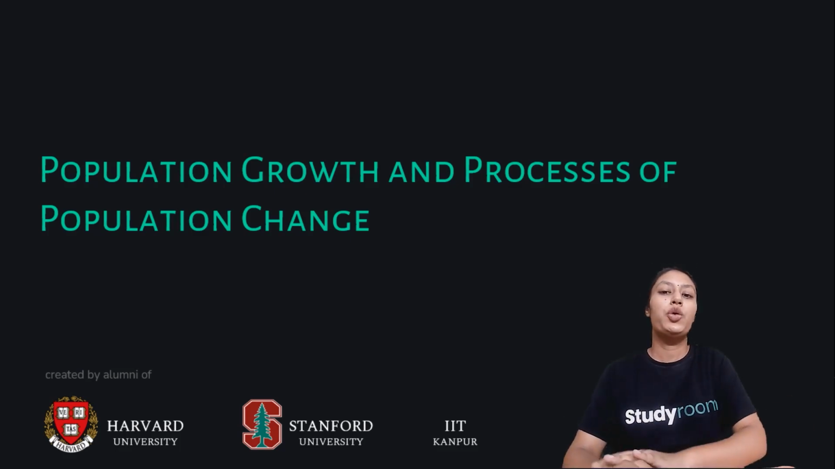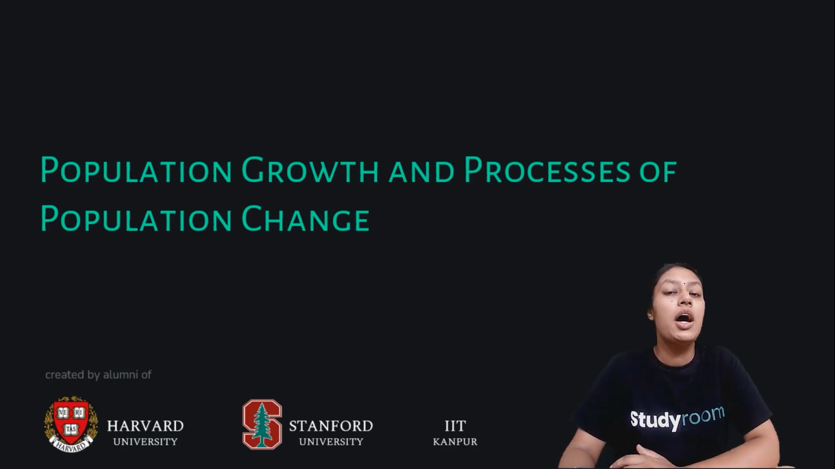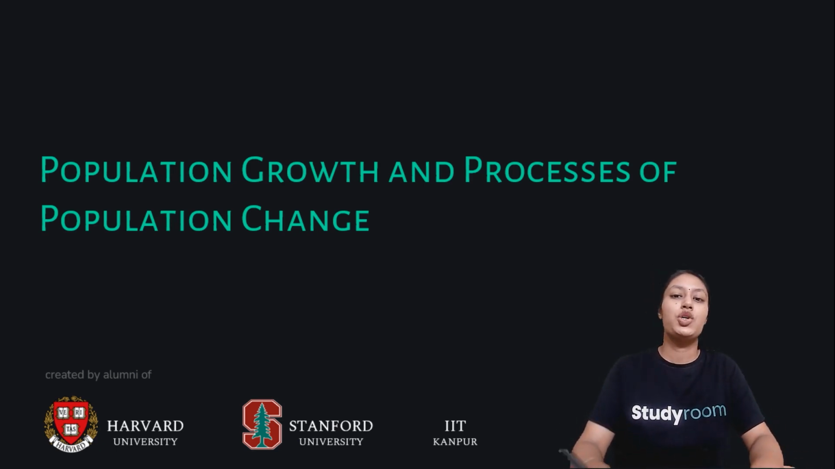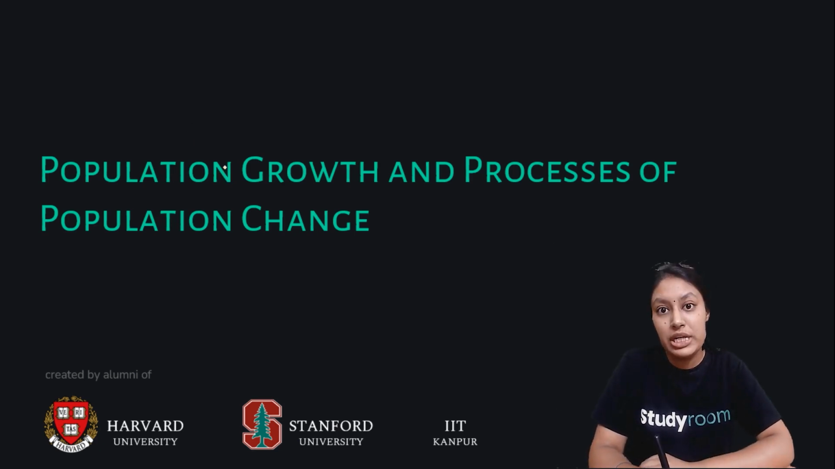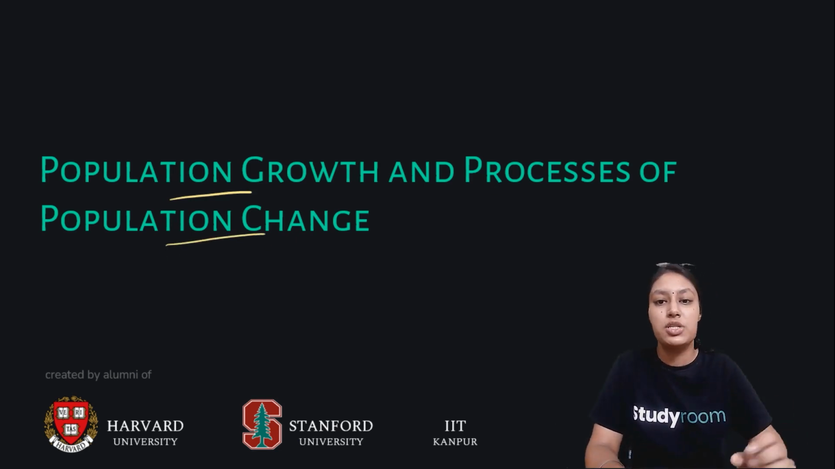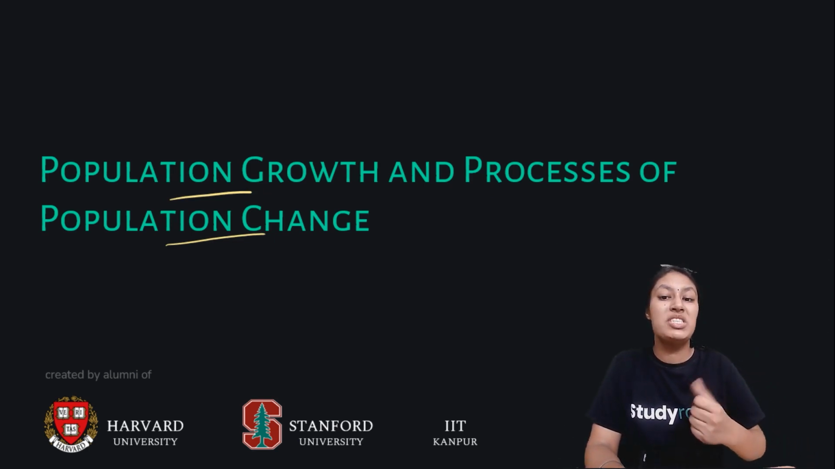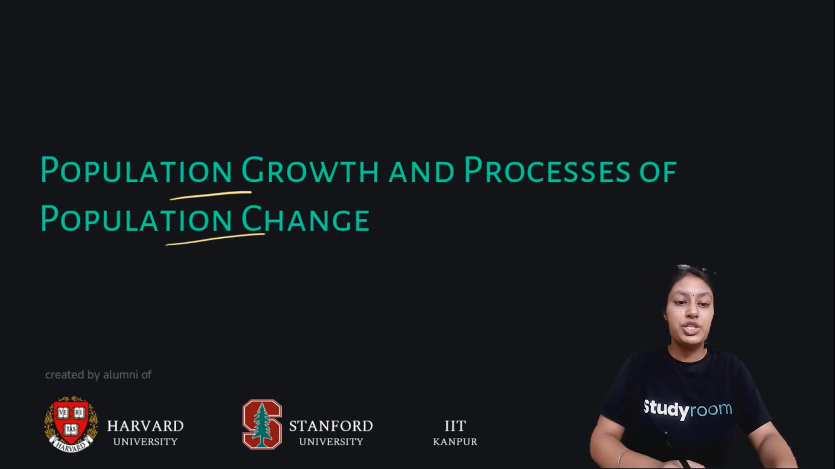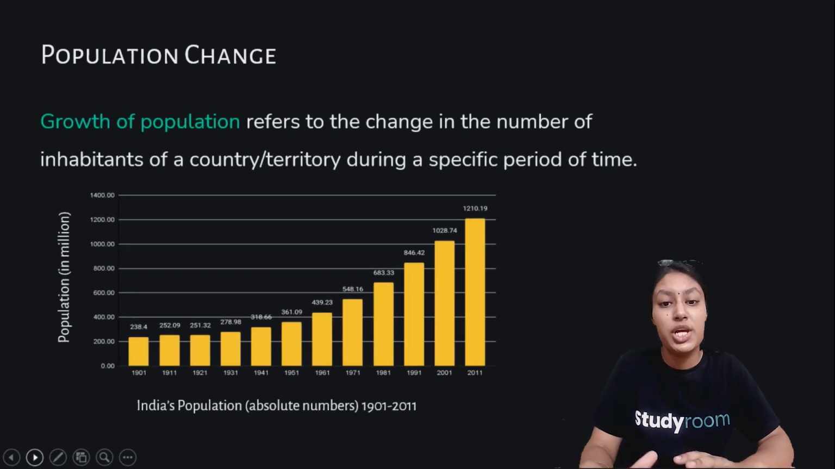So, in the previous video, we discussed population, why it is important to study population, and some of its characteristics. In this video, we will focus on the two major aspects of population, which are population growth and the process of population change. Okay, so there are two very different terms. One is population growth. What is population growth? Second is the process of population change. We'll start by discussing population change first.